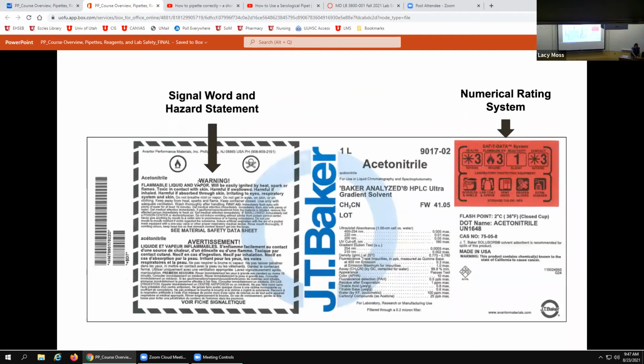And here we have the nice big warning, and it says all the things you should be warned about. This is acetonitrile. This is very commonly used in the lab, and I sometimes just treat it like it's water. I should not do that. And this one has a numerical rating system on there in terms of its hazards. Instead of having that little diamond, it just has it written out with numbers saying the reactivity, the flammability, and the health.